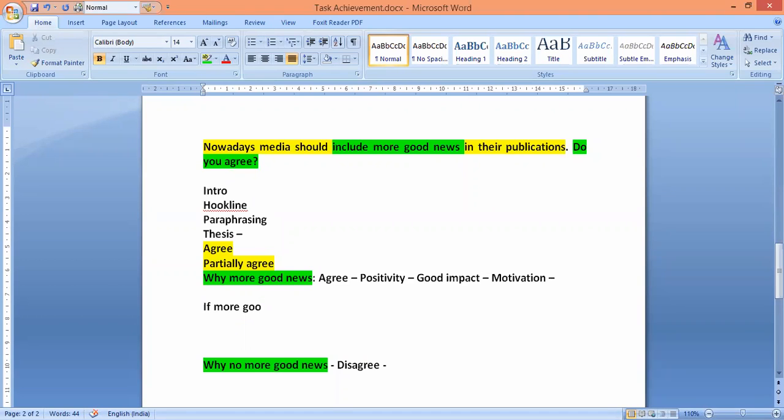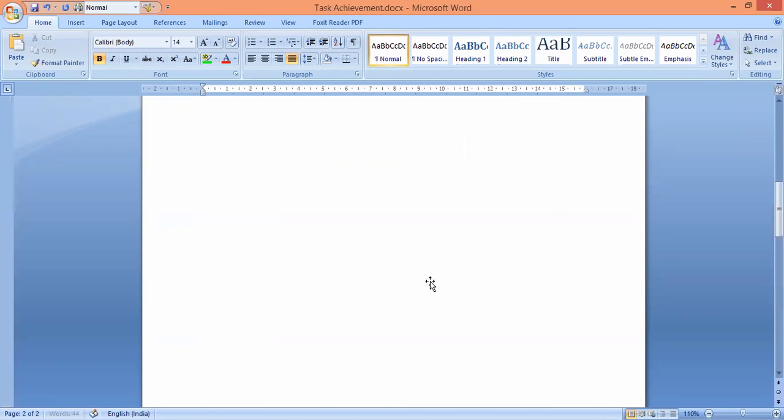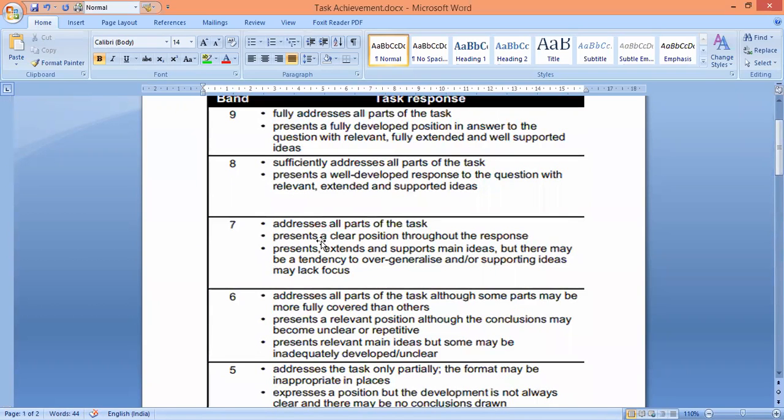So see, they'll ask, for example, is a mobile phone good for society, do you agree? You cannot say it is very useful, it has so many benefits. You don't discuss all the benefits. Let me go over it again: present a clear position, present, extend, and support your main idea. What is your main idea? Your main idea should be specific, not generic.